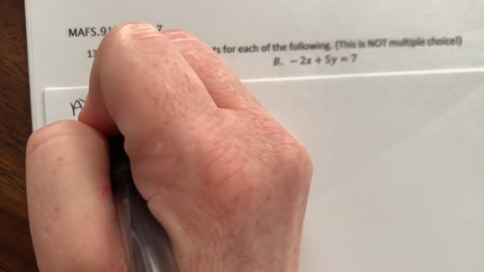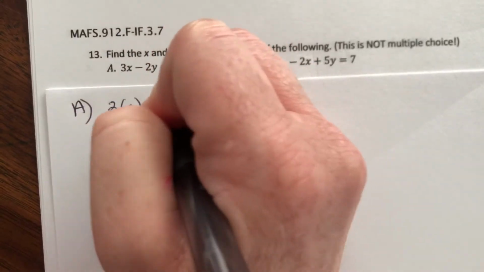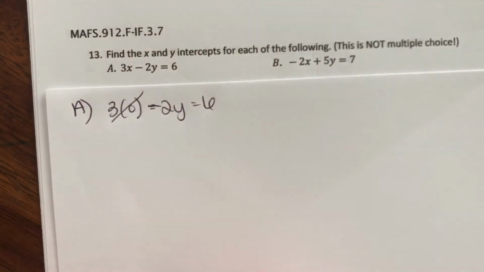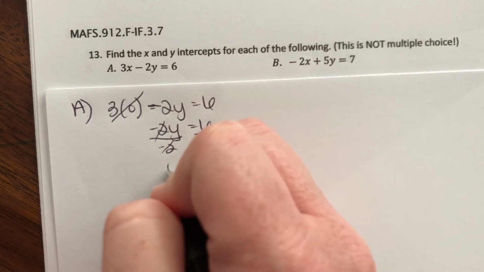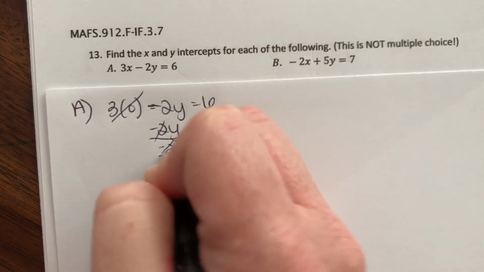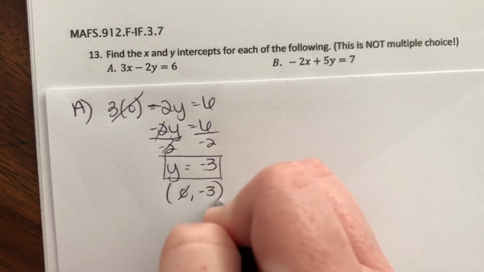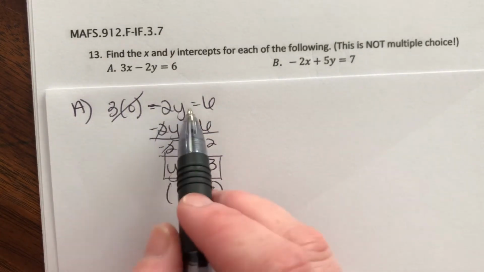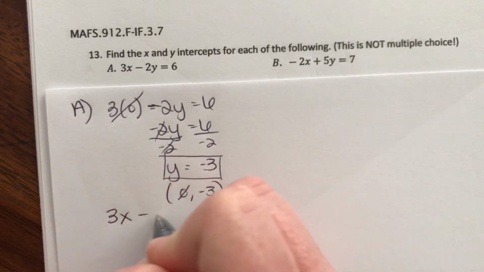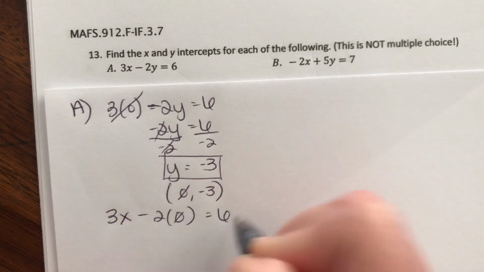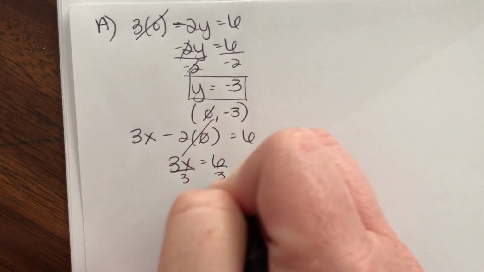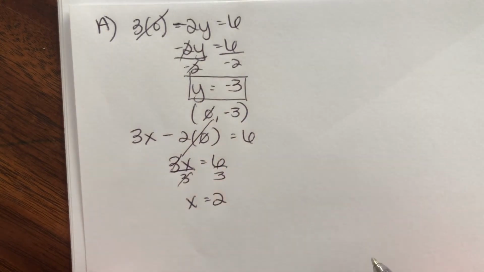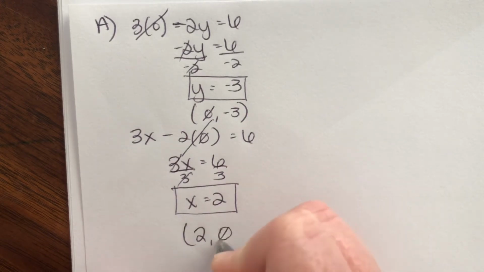That's all we're doing. So 3 times 0, minus 2y equals 6. This goes away. Negative 2y equals 6. Divide both sides by negative 2. Y equals negative 3. So my y-intercept is 0, negative 3. And then for x, I'm going to plug a 0 in for y and solve for x. 3x minus 2 times 0 equals 6. So that means this goes away. 3x equals 6. Divide by 3. X equals 2. So my x-intercept is 2 when y is 0.